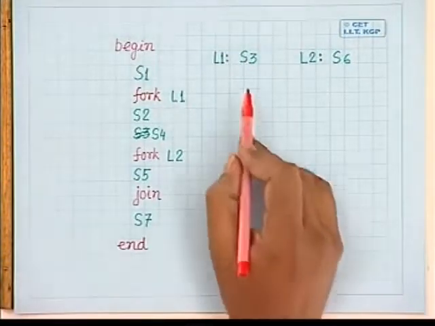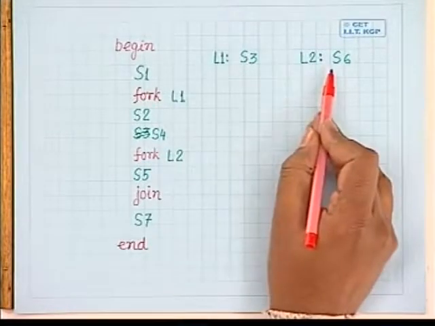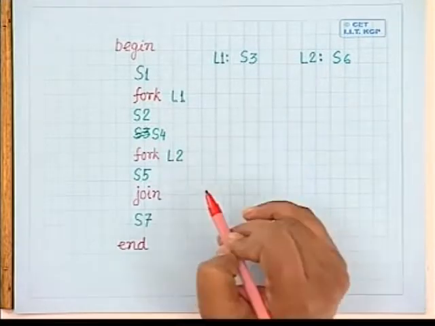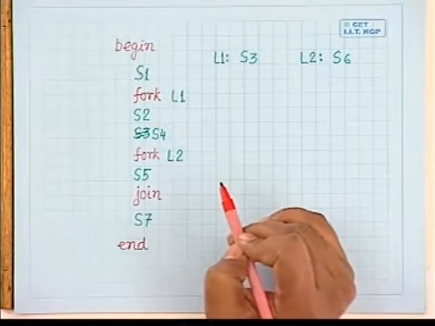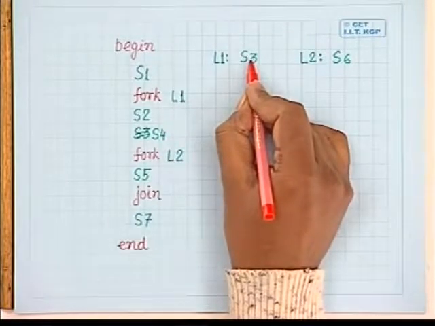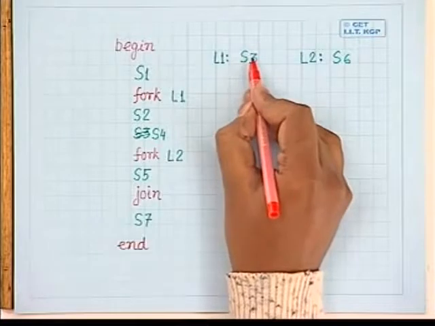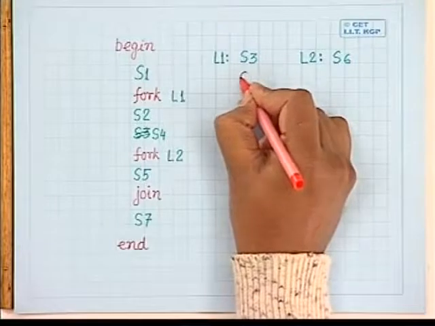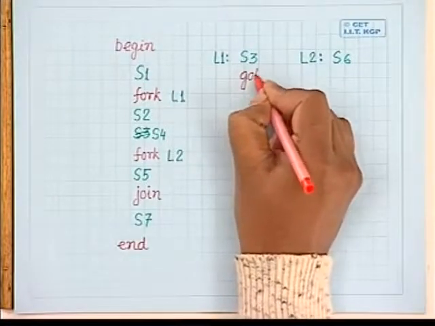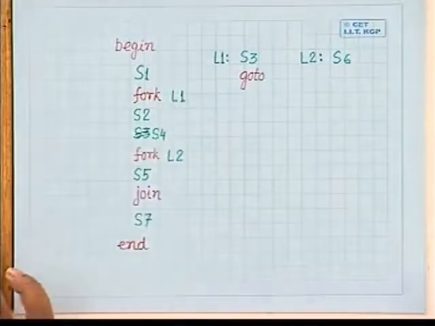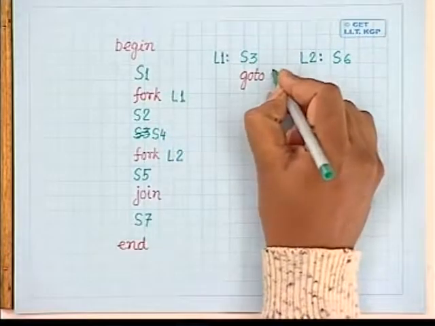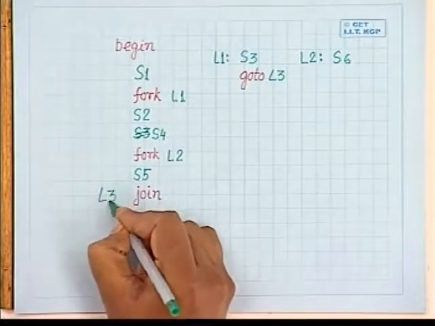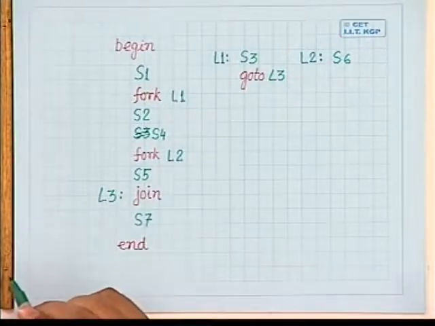Now, these being two independent processes, after completion of them, we have to indicate where they should go, what they should do. After completion of S3, I should instruct that it should come to this join statement. So I'll put go to the statement or label, say L3, where L3 is the join statement. The statement that I have at L3 is join.